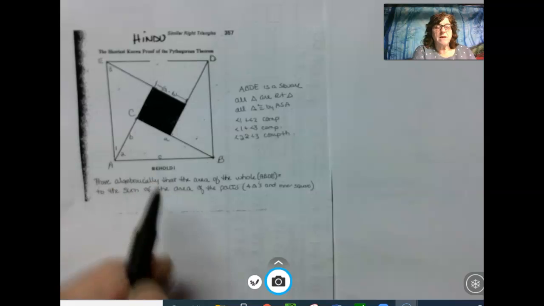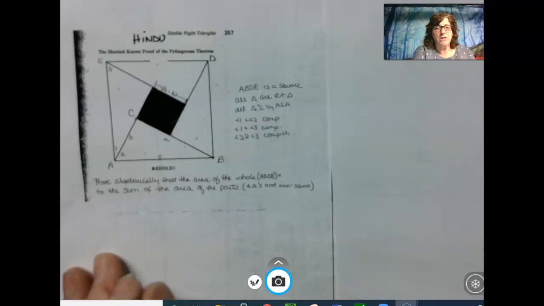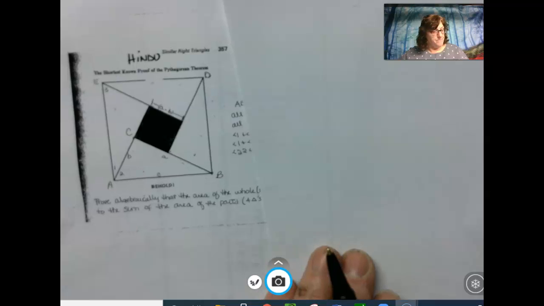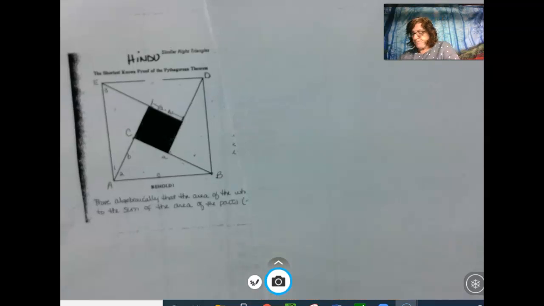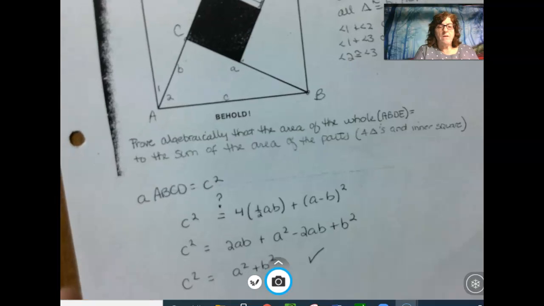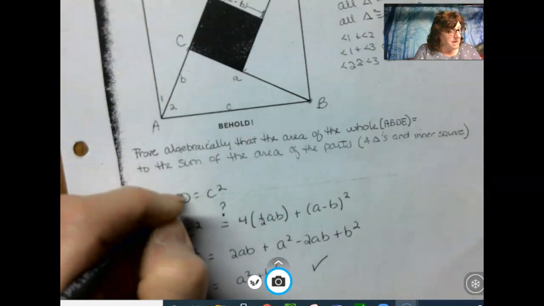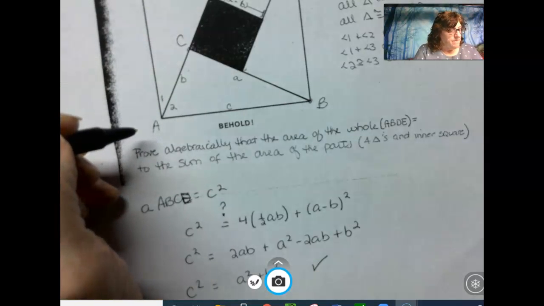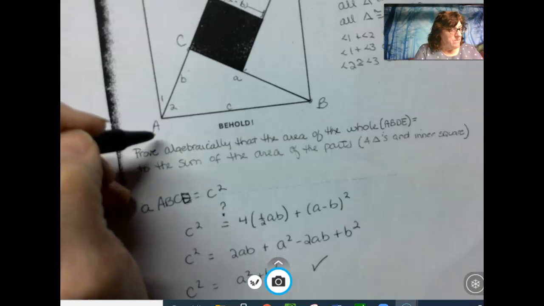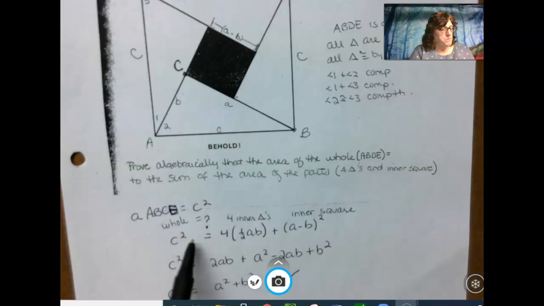So to prove algebraically, again, these are algebraic proofs, that the area of the whole is equal to the sum of the area of the parts. So we're going to basically set up that equation. Okay? So give me a second. So the area of the whole, ABDE, is equal to C squared. So again, the area of the whole is C times C, which would be C squared.